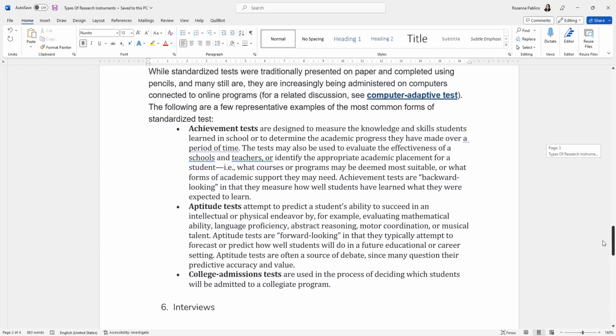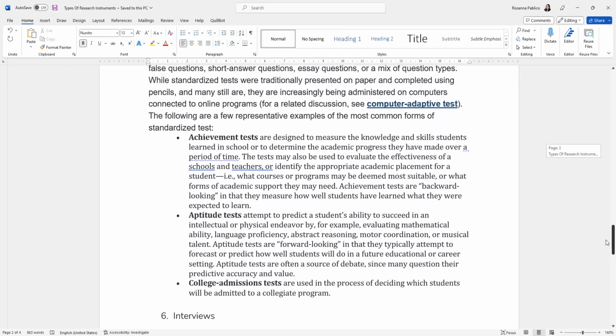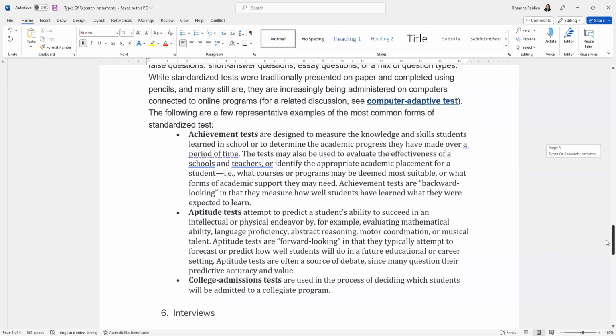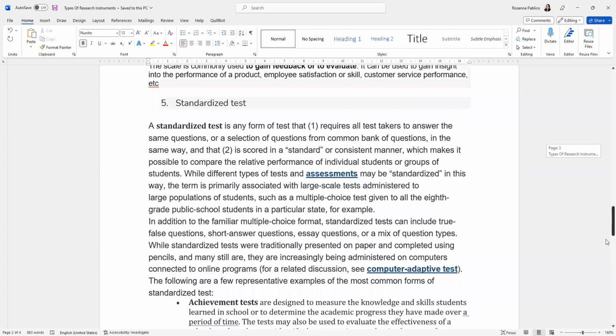Okay? Of course, we have college admission tests. These are used in the process of deciding which students will be admitted to a collegiate program. Of course, meron din dito mga personality tests, to measure personality of a person, like introversion versus extroversion, measure the temperament, measure the emotional stability, measure the resiliency, measure the grit level of the person. Kung gusto mo i-measure yung personality ng tao, then under din siya sa standardized test.